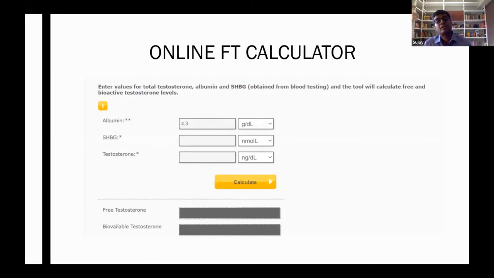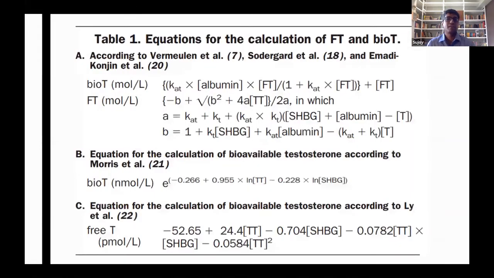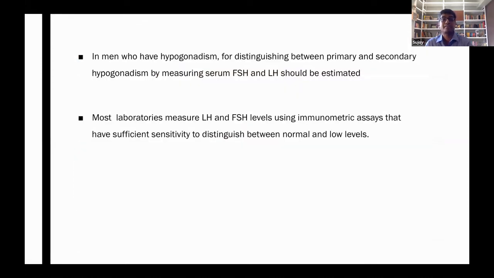But like I said, it's rarely ever that I do a free testosterone. I would do a total testosterone. If required, repeat the testosterone. If required, check the SHBG. If required, check the albumin. But rarely do a free testosterone. That's a complicated formula that tells you how it is done. And like I said, LH and FSH might be estimated if you want to figure out whether this is primary versus secondary hypogonadism. I shall stop there, Mithun, for questions.